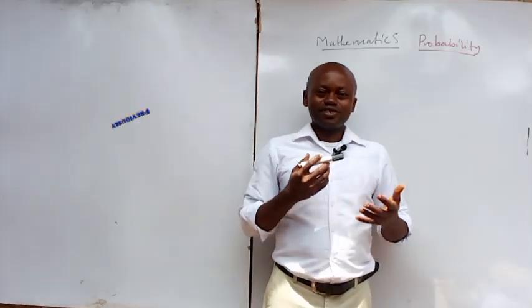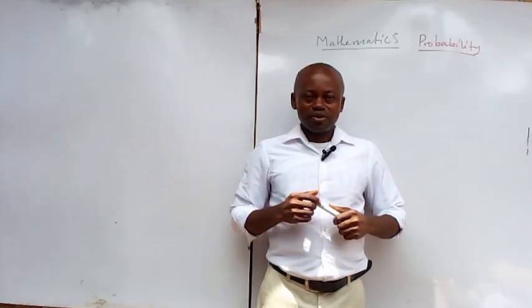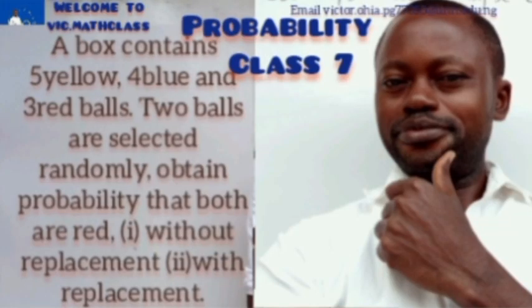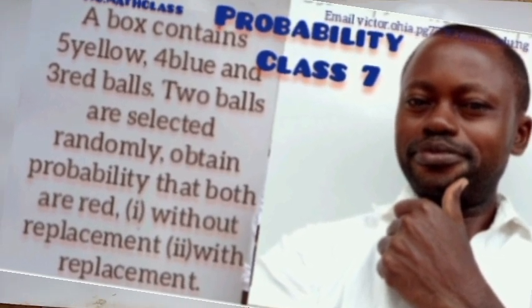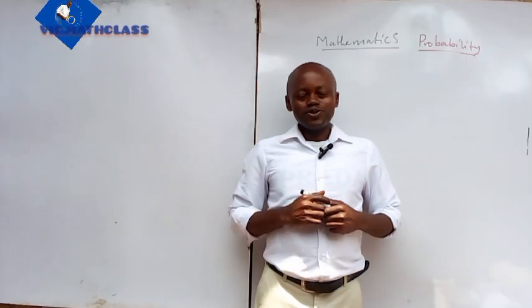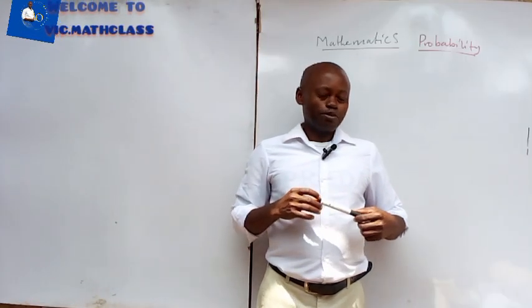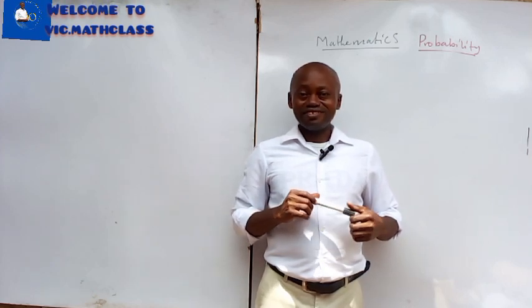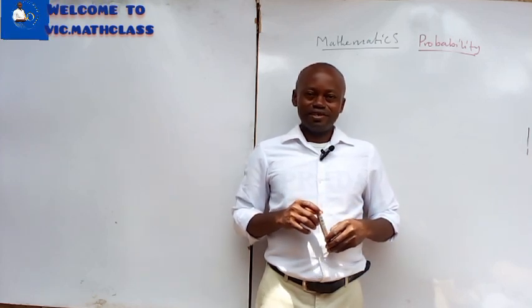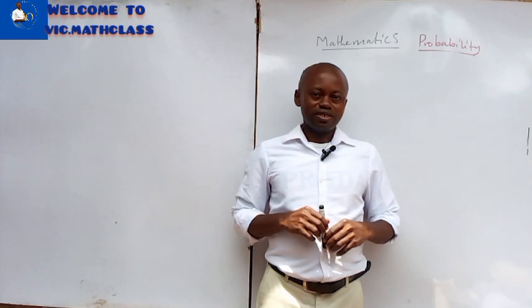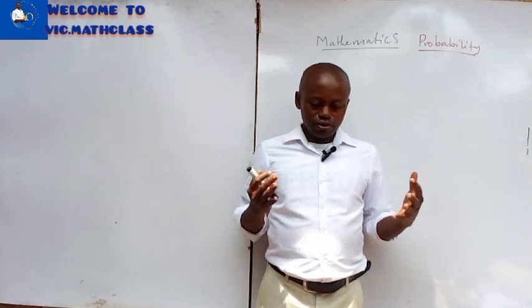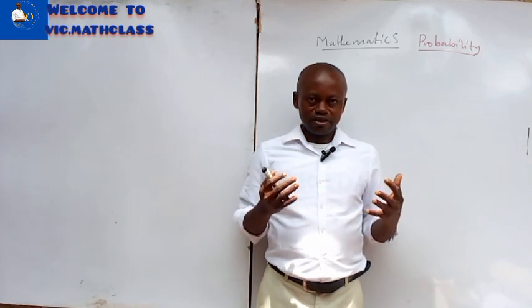We are still looking at probability. We have done a lot already, and we still have more to do. What we want to do now is what we call a probability tree. Sometimes we use the probability tree to demonstrate the probability of events happening.